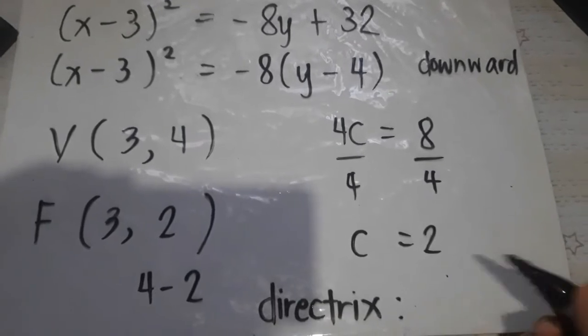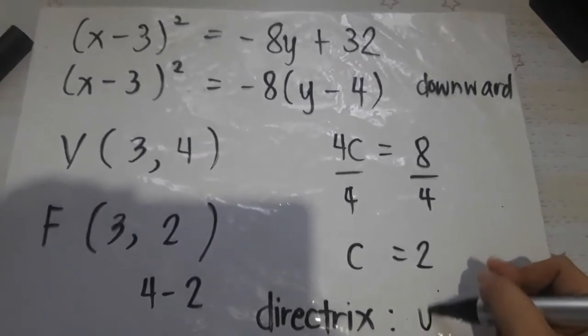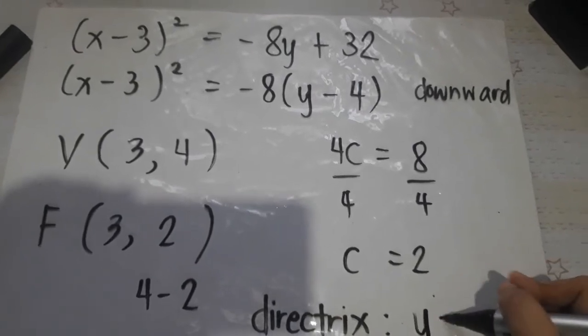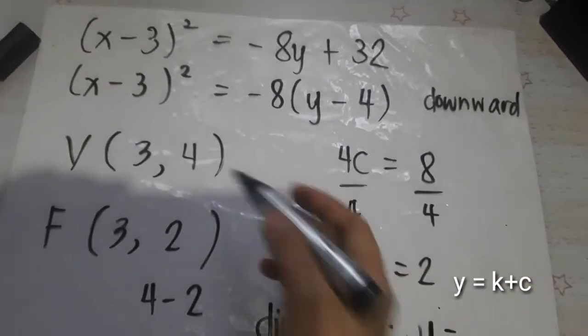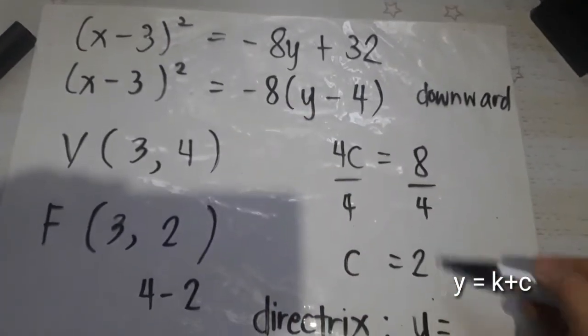Next, we're going to write the equation of the directrix line. So that will be y equals, we have k is 4, and then you have c is 2.